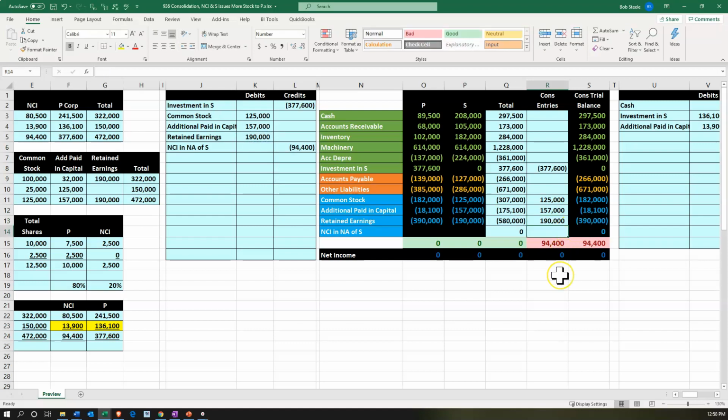Now we're on the non-controlling interest in the net assets, and we're going to be picking that up at the 94.4. End of the day, it nicely works out here. So we have the investment account going down to 0 as we would expect, and we see that the equity section is basically reflective of P's equity section here, and then the non-controlling interest component of it.